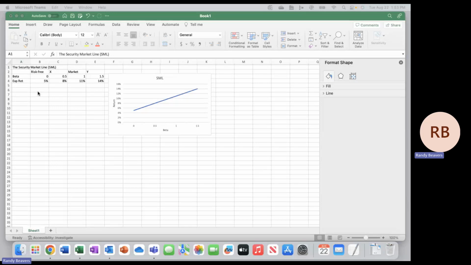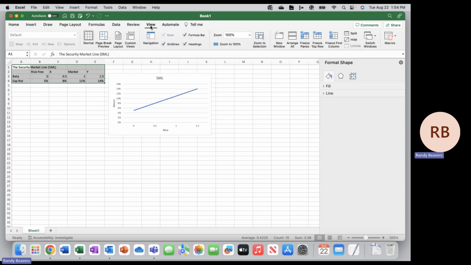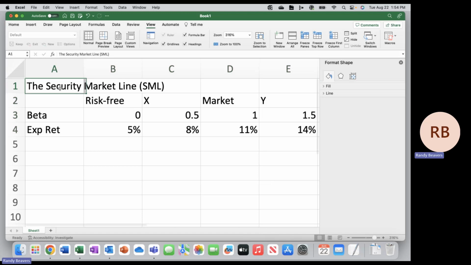In this video, I will talk about how we can create a graph of the security market line, otherwise known as the SML. You may also have heard this called the capital asset pricing model, or the CAPM. So what we're going to do is create the security market line. And the data that we need for this includes the following.